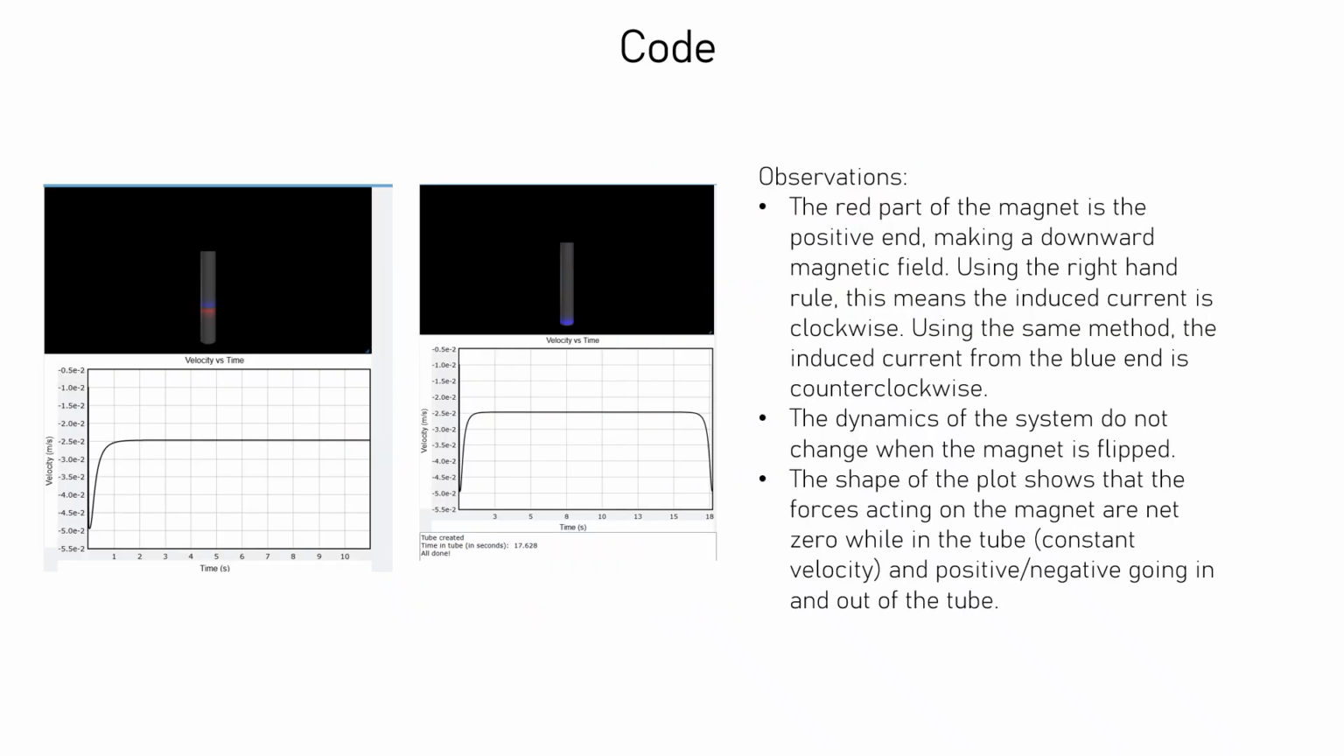The left picture is while running and the right is after. The red part of the magnet is the positive end, making a downward magnetic field. Using the right-hand rule, this means the induced current is clockwise, and using the same method, we can say the blue is counterclockwise. The dynamics of the system do not change when the magnet is flipped, and the shape of the plot shows that the forces acting on the magnet are net zero while in the tube because of a constant velocity, and positive/negative going in and out of the tube. So there's the plot and the time and the visualized magnet.